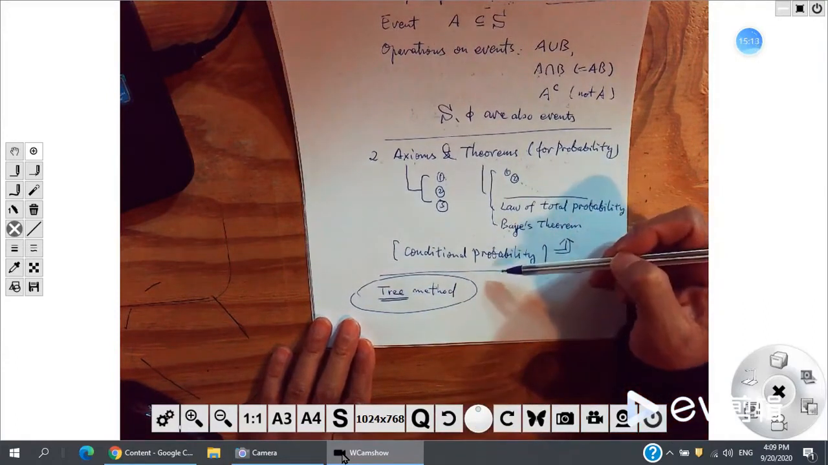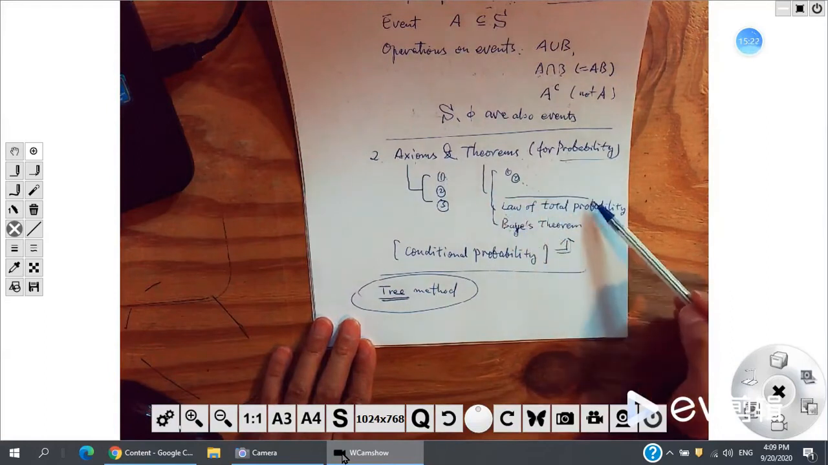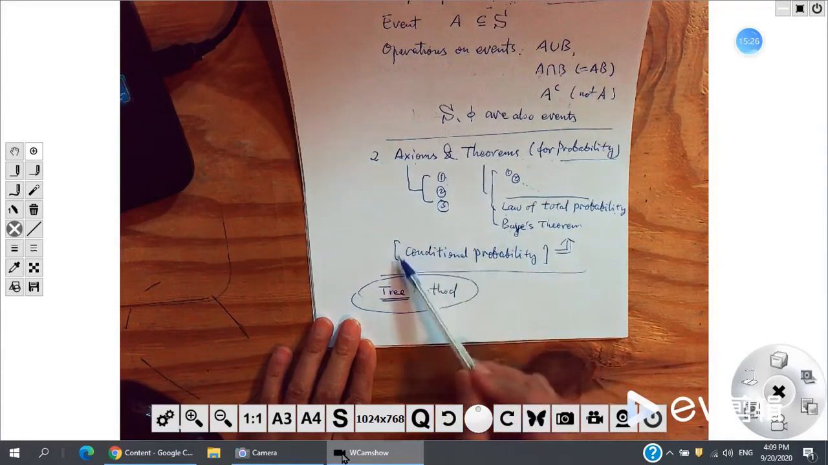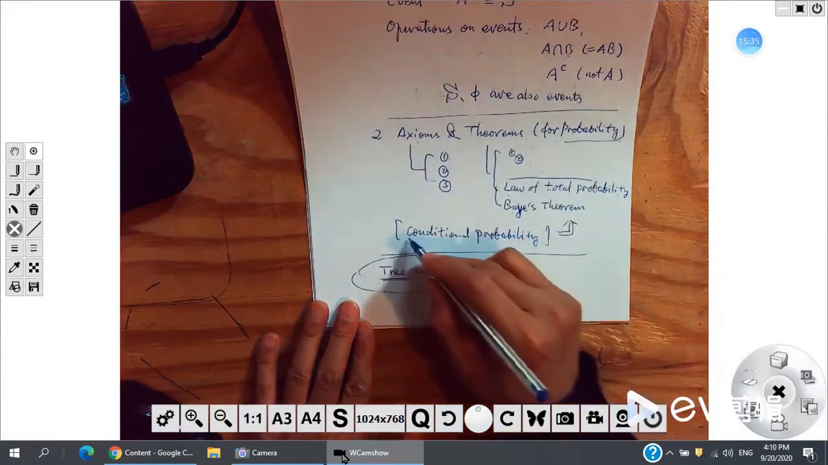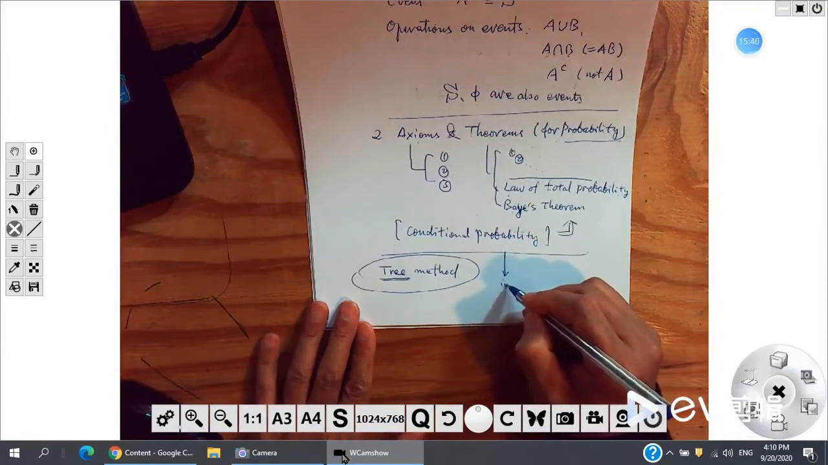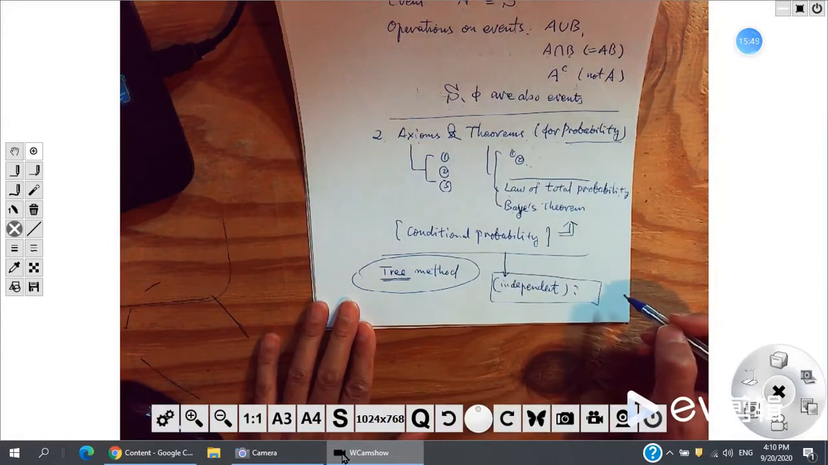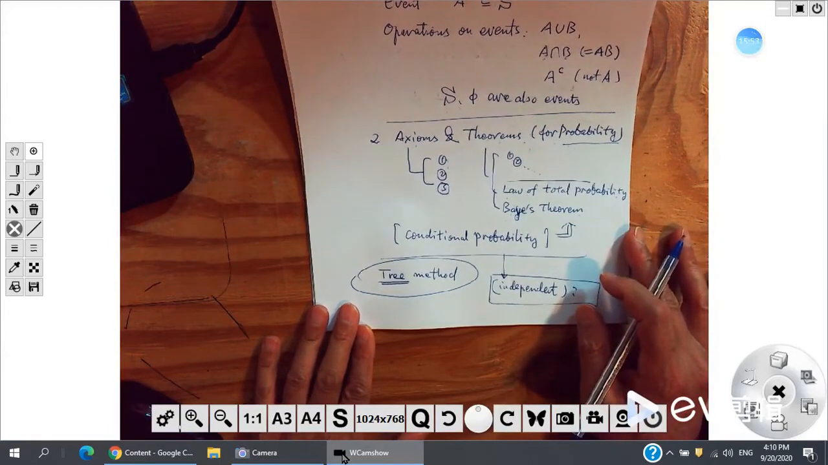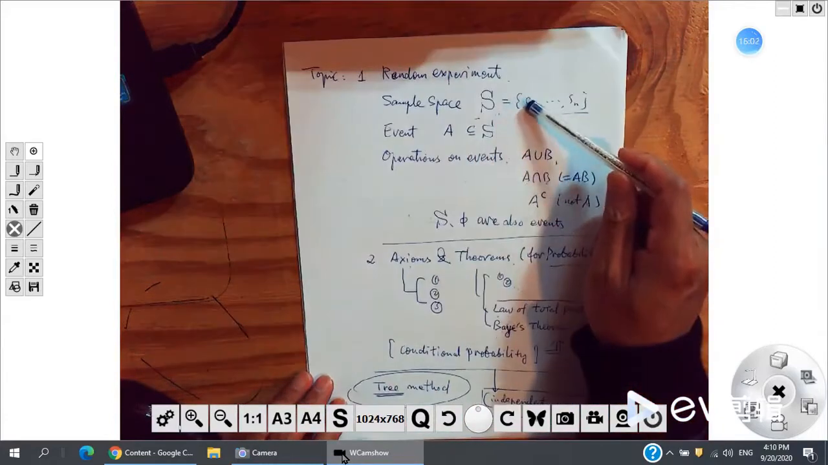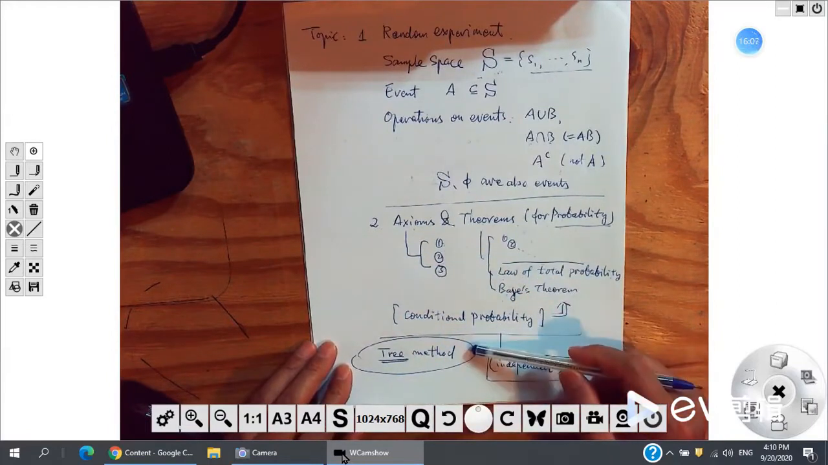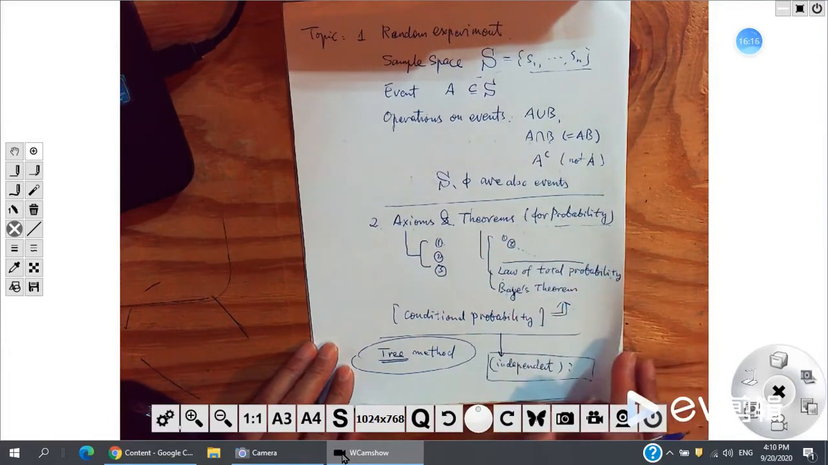So this is the second part, which is about probabilities. We have some axioms, some theorems, the law of total probability, the Bayes theorem, and among them you also need to know what a conditional probability is. And as a consequence of these concepts, we have independence. What is independence? All right, I think this is the second part. The first part is about the random experiment, the sample space, and events. The second part discusses probability, with the axioms and some theorems. And of course, you should know how to calculate.